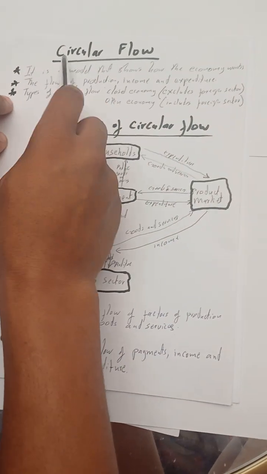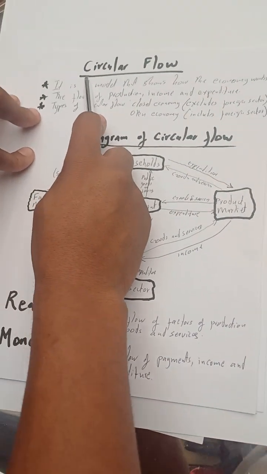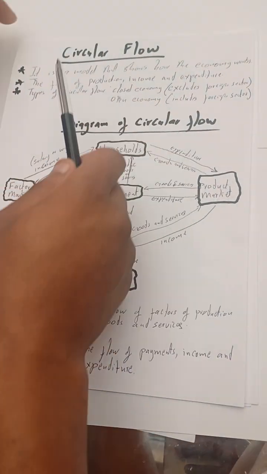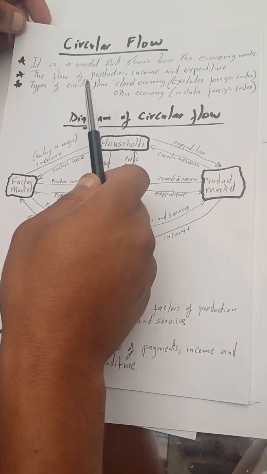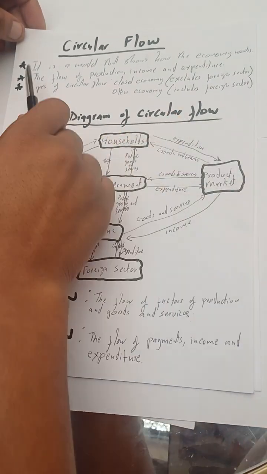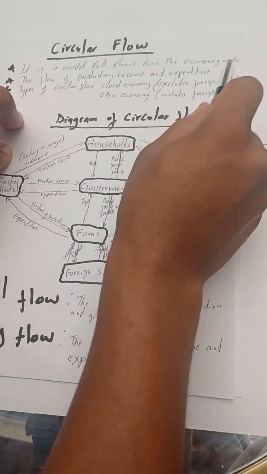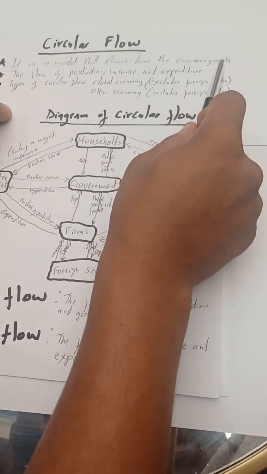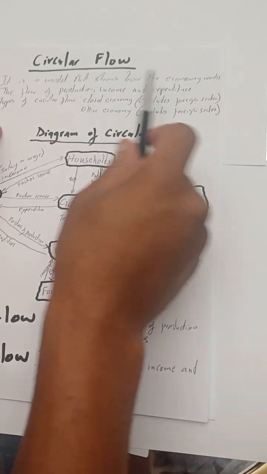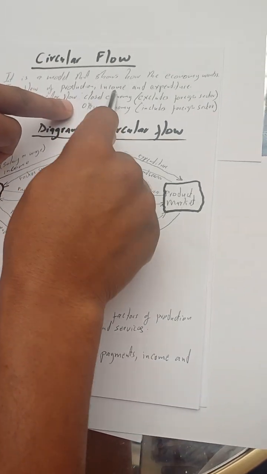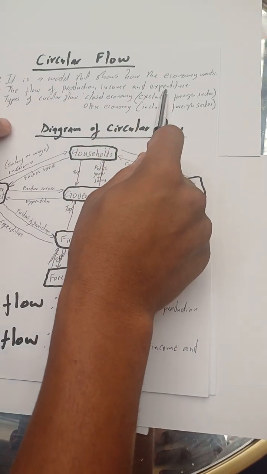Today we'll be looking at the circular flow in economics, which is grade 10 up to grade 12. First things first, we must be able to define the term circular flow. Circular flow is a model that shows how the economy works. Secondly, circular flow is the flow of production, the flow of income and expenditure.